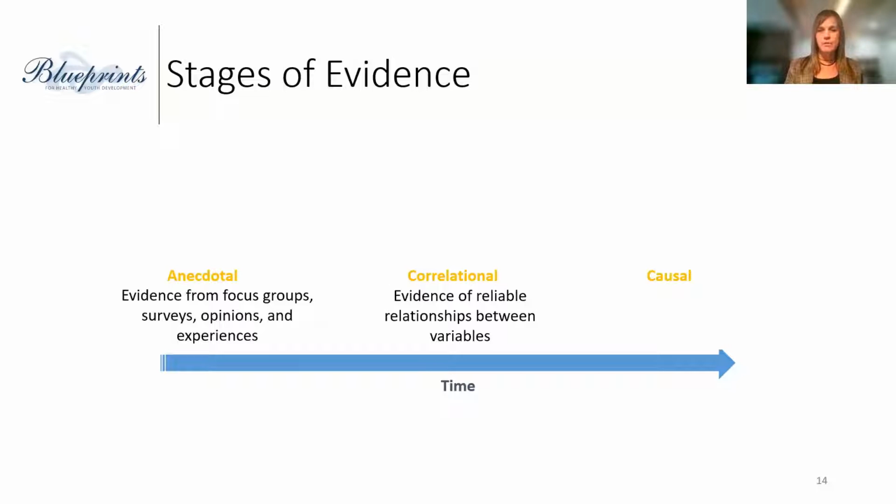to test them out using correlational strategies. And that's evidence of reliable relationships between variables. And then the highest level of evidence, which takes the most time to generate, would be evidence that you can then make causal statements from. And by causal, I mean evidence that changes in one variable can be directly attributed to another.